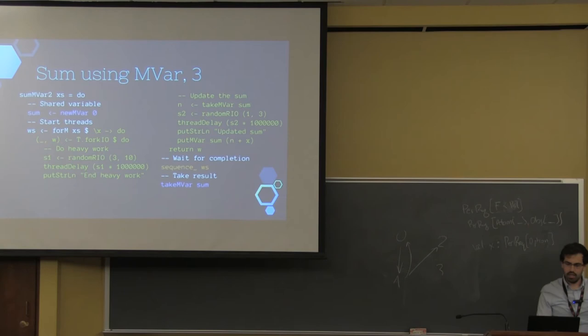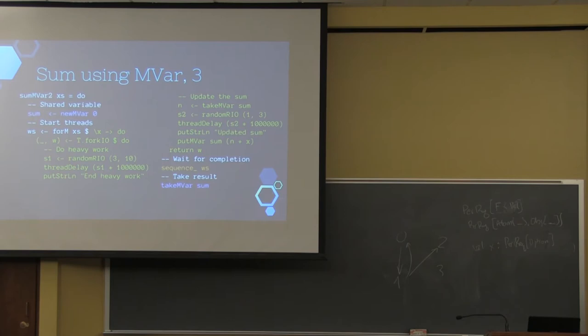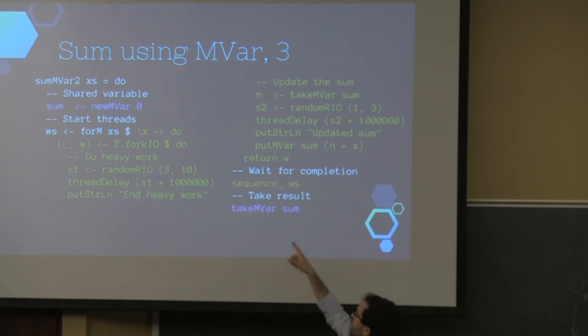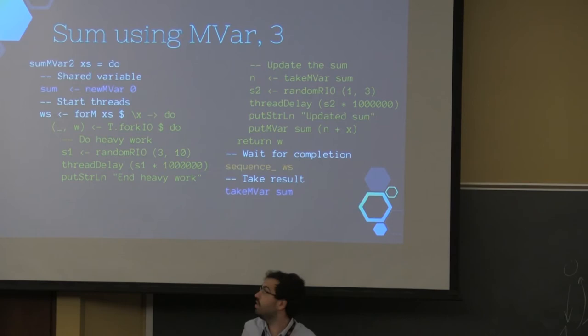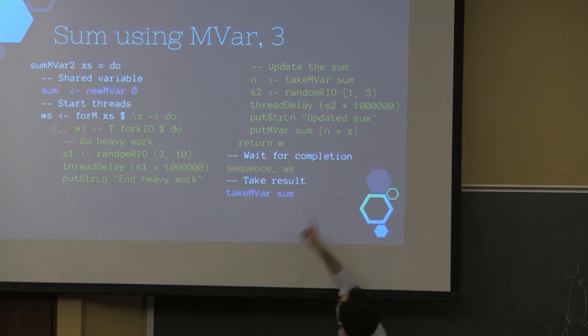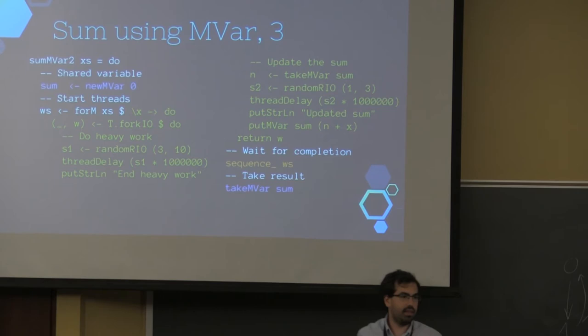So this is the code which looks more reasonable than the previous one, so I think it's better to focus here. Again, we are creating a sum to handle this sort of shared state, which is the sum of all the elements. And then for every element in the list, we spawn a new thread. We do some heavy work here by delaying the thread. And then we just take the value and add the element to the value.